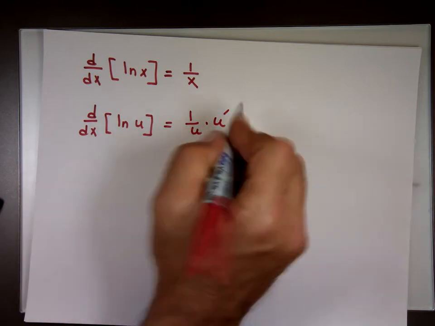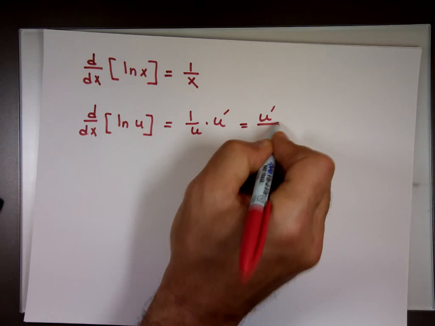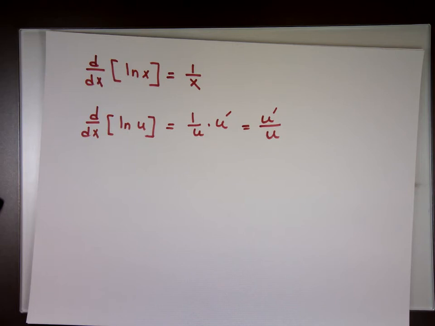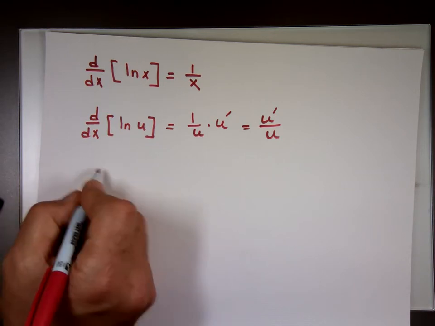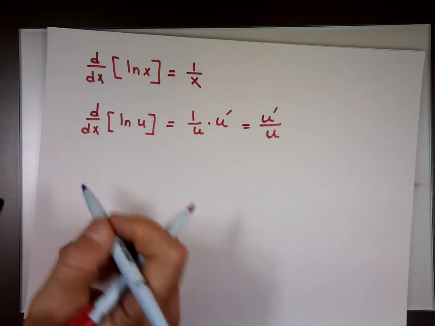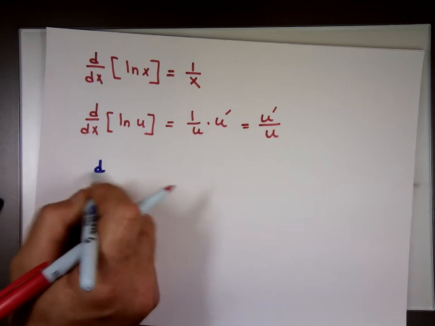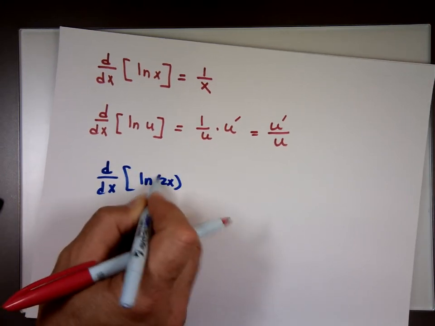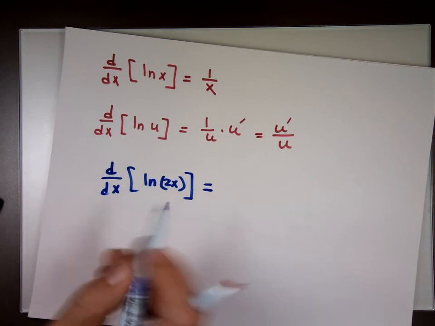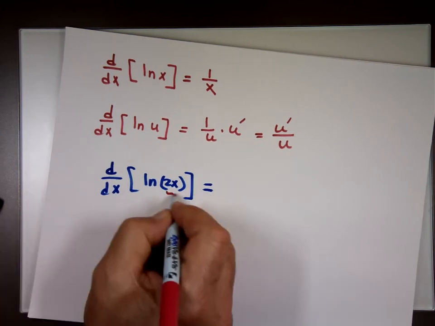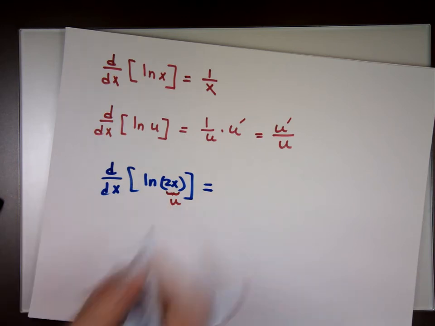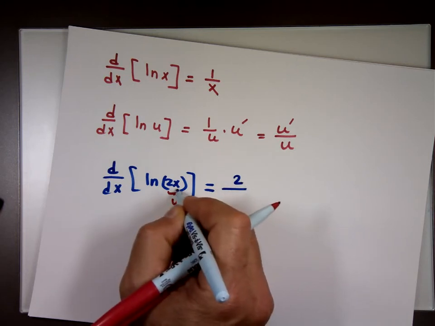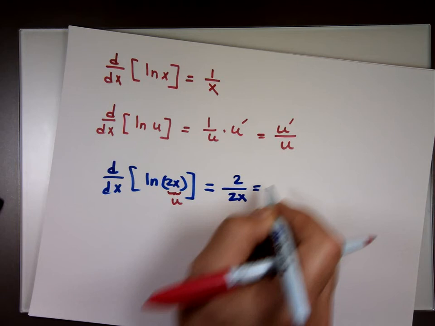Can we rewrite this? A lot of math books will write that as u sub prime over u. Instead of 1 over u times u sub prime, they go, well, that's the same as u sub prime over u. So if we said to you, what's the derivative of the natural log of 2x? U is actually your 2x. That's u. So it's going to be the derivative of that, which is what? 2 divided by 2x. So what's the final answer? 1 over x.